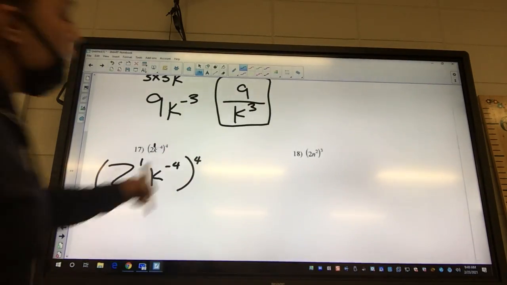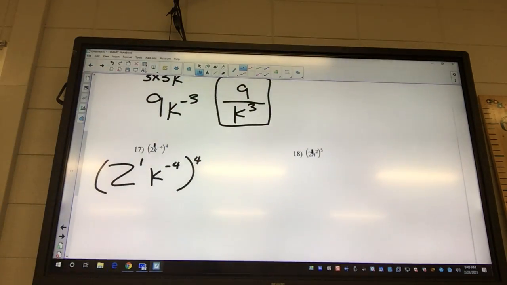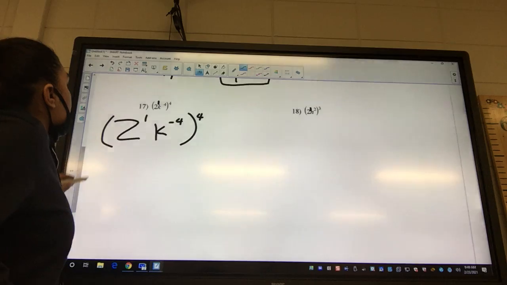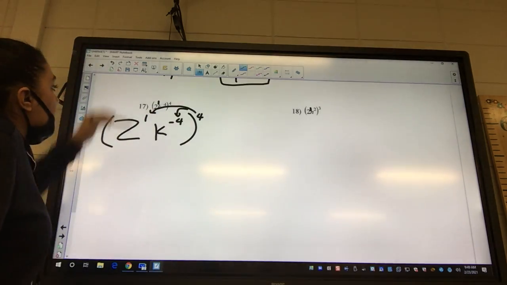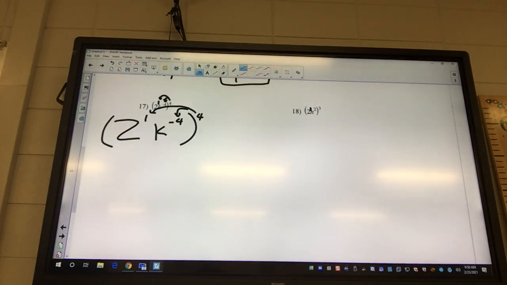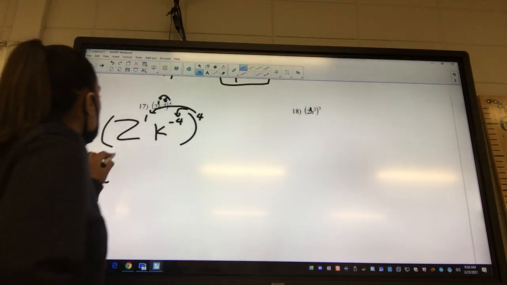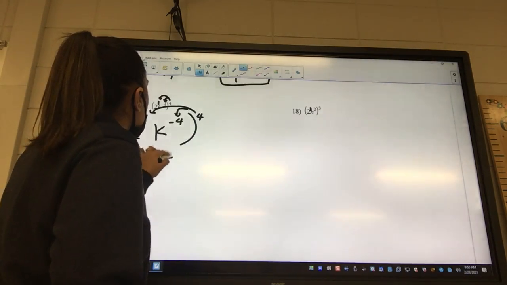Right by the 2, okay? Because that exponent needs to go to each little number, and when there's not a little number there, you forget to put it on there. So it needs to get distributed to each of these little numbers. Or if you're doing it up here, that's fine, drawing the little arrows. And then with the power rule, we multiply the exponent. So it's going to be 2 to the 1 times 4, k to the negative 4 times 4.